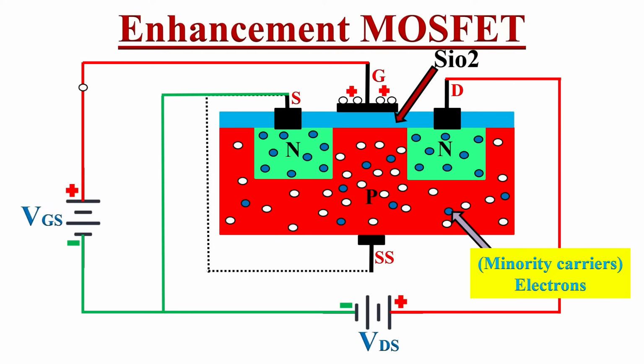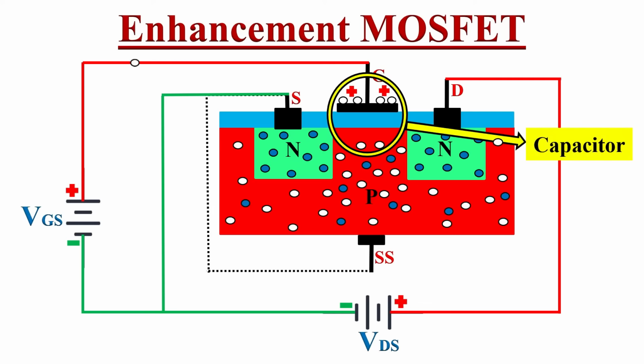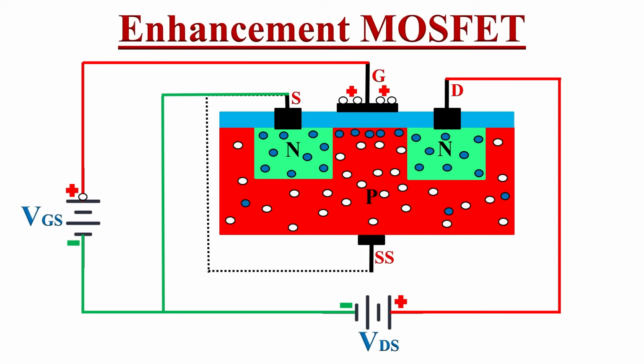If we observe over here, this portion of the gate and substrate behaves like a capacitor because there is a dielectric material between conductor and semiconductor. So the positive charge at the gate terminal will attract the electrons in the substrate towards it, and at the same time it repels the holes away from it. In short, negative charge developed in this part of the substrate.